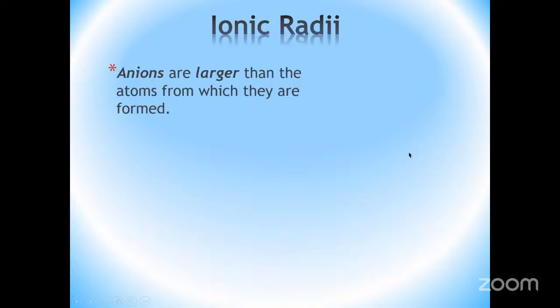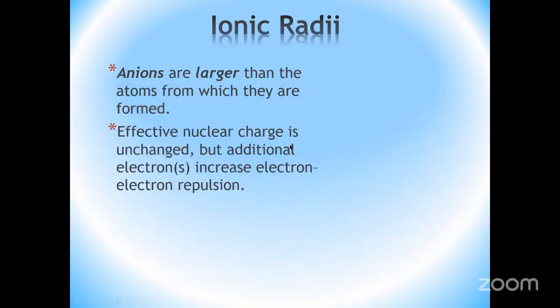Now, the opposite is true when it comes to anions. What you'll find is that the anions are larger compared to the atoms from which they're formed. Now, the reason why that happens is that, of course, to form an anion from an atom, you add electrons.